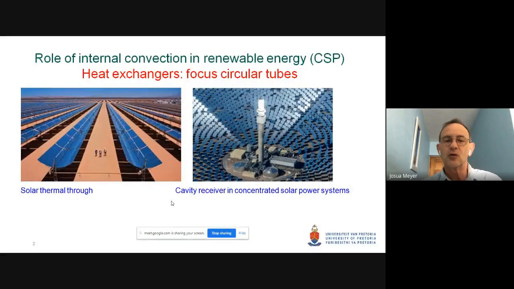Industry is very dependent on heat exchangers and their efficiency. If we just think of renewable energy, here are two examples. The one is a solar thermal trough, in which the mirrors are being directed onto the center line tube here, and it is being heated, and that is actually also a heat exchanger.